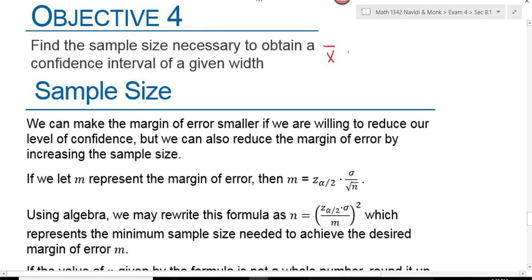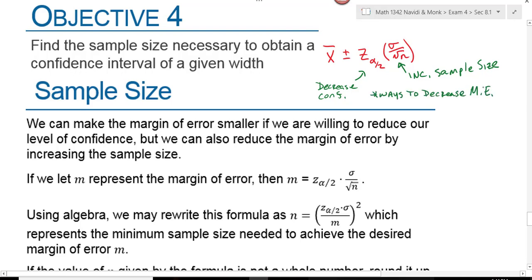Remember, I said that we find our confidence interval by looking at this. This product right here is our margin of error. One way to make that margin of error smaller is to decrease your confidence. Another way to make it smaller is to make this number smaller, and the way to make this number smaller is to increase your sample size. So if you want to hold your degree of confidence the same, the only way to get your margin of error smaller is to increase the sample size. So we can make the margin of error smaller if we're willing to reduce our level of confidence, but we can also reduce the margin of error by increasing the sample size.